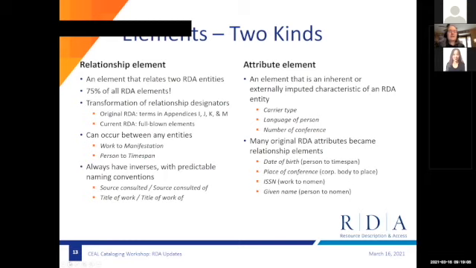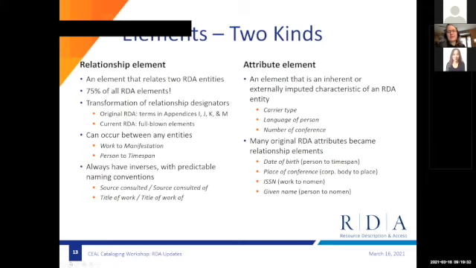Attribute elements, on the other hand, are elements that have inherent or externally imputed characteristics of an RDA entity. Things like carrier type, language of person, number of conference. Now, in theory, these could be made relationships, but for number of conference, for example, I can't imagine why you'd want to be able to pull together every conference that has had a 5th occurrence. So these are really more appropriate as attributes.